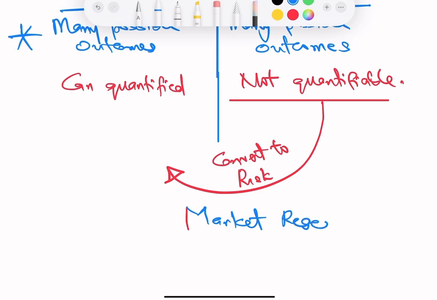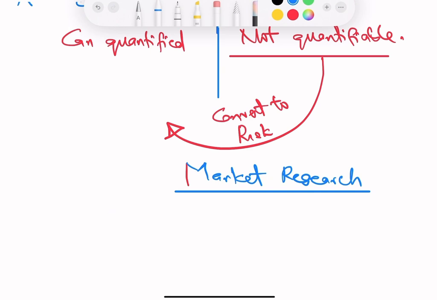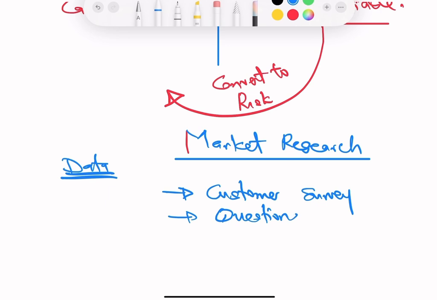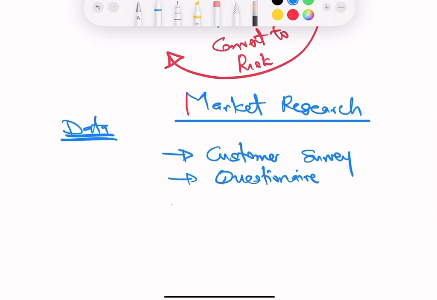And what does market research help us to do? Market research helps us to get data. So this will help us to get data that we need so that we can quantify risk. And how do we get this data? Through the market research, we can do customer survey, which means we send some questions to customers, or you can call it questionnaires, just to get information on how customers will behave, how they will respond to options of decisions that we want to take. And based on that, we can decide on what decision is good for the company.